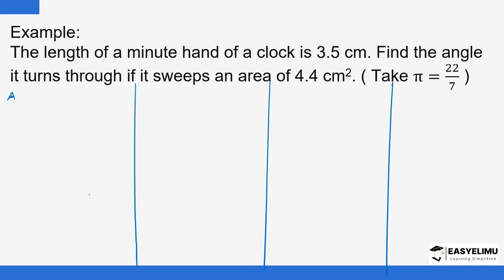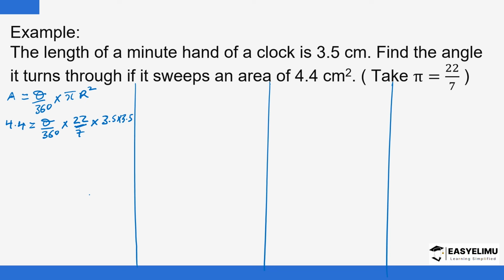So A here is equal to theta over 360 times pi r squared. A is given as 4.4. This is equal to theta, which is what we are trying to find, over 360, multiplied by pi, which is 22 over 7, and then the radius, which is 3.5 by 3.5.